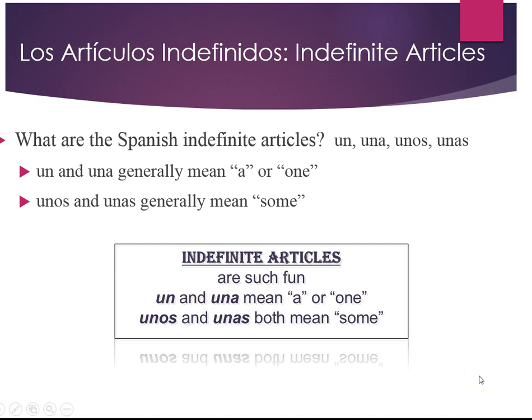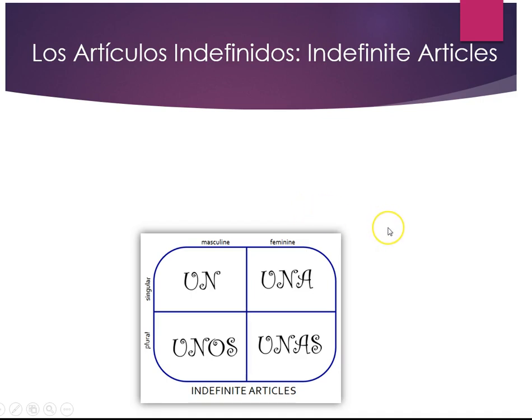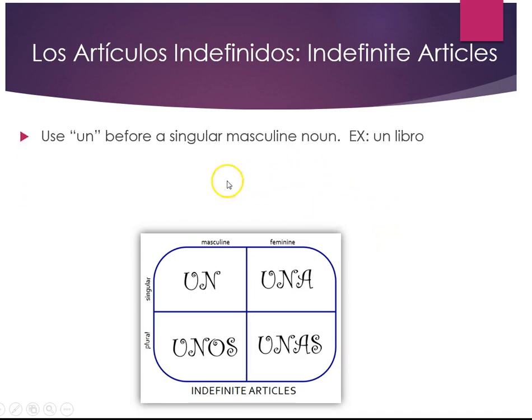So what are the indefinite articles? Well, like our rhyme just showed you: un, una, unos, unas. So un and una mean a or one, and unos and unas mean some, generally. Let's see some examples. You can see here, you're going to use un before a singular masculine noun. Un libro would be a book or one book. Singular masculine is un.